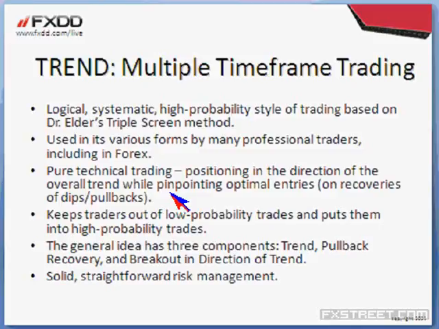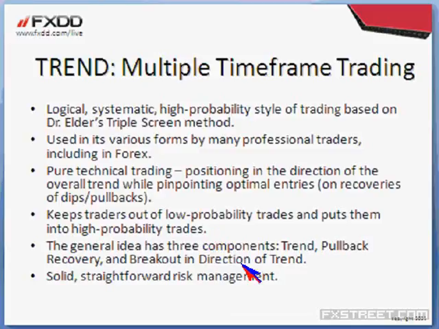You're positioning yourself well with the overall trend. What's very important about this, as I mentioned, is that we as retail traders have the luxury to stay out of trades if we so choose. And we should, if it's not a high probability trade. This type of trading keeps traders out of low probability trades and puts them into high probability trades. How does it do that?